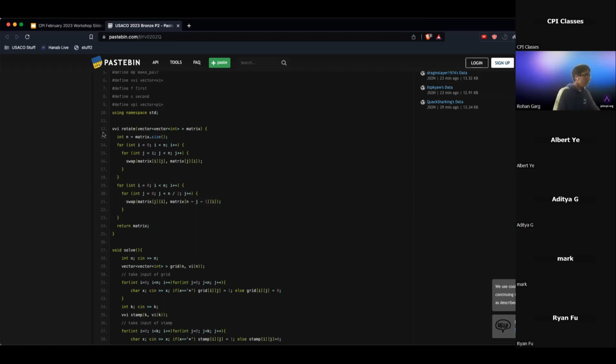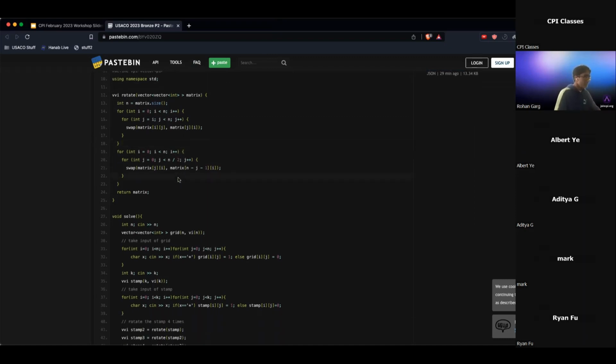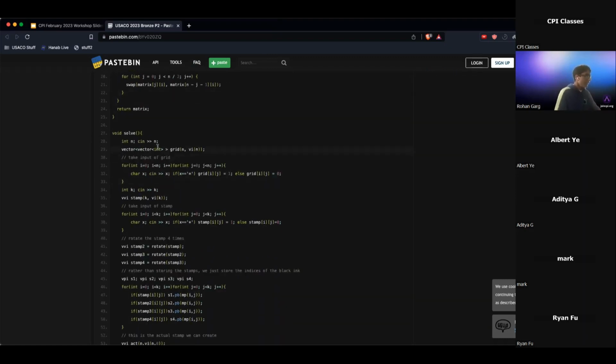This is the first step, because instead of thinking about rotating a stamp as many times as we like, we want to think of it as having 4 different stamps, and we want to figure out if we can get the original grid using these stamps. So the first thing we do is take the input of the actual grid.